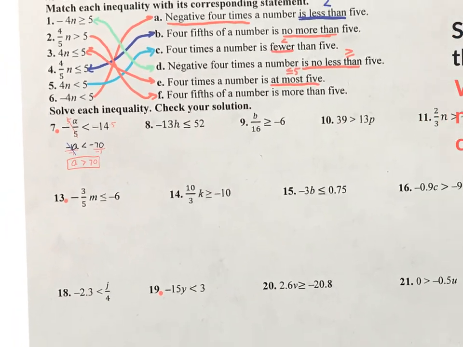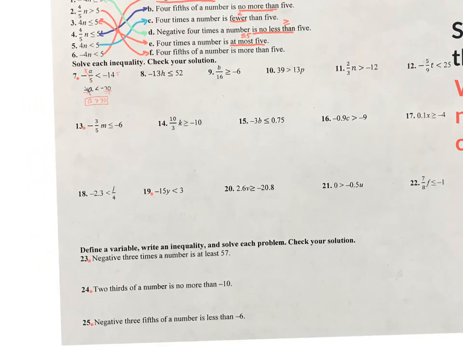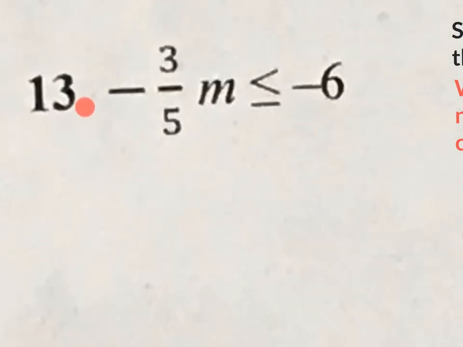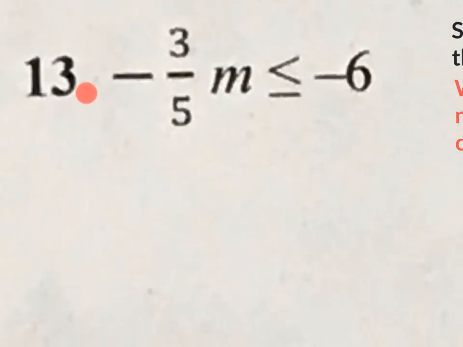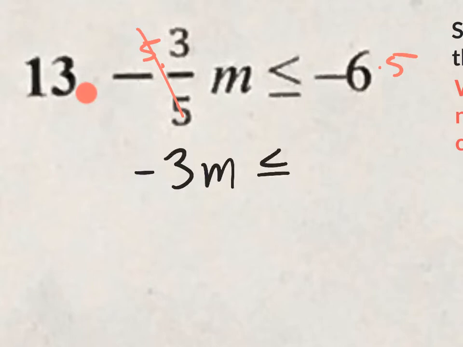The next question we asked you to do was 13. So we're hardly doing any of these. I think they're too easy. They're only 1 or 2 step equations. So right here, what do we do? Multiply by 5 to get rid of the fraction. The 5's cancel. What you do to one side, you do to the other side. Let's rewrite what we have. We have a negative 3m is less than or equal to negative 30.